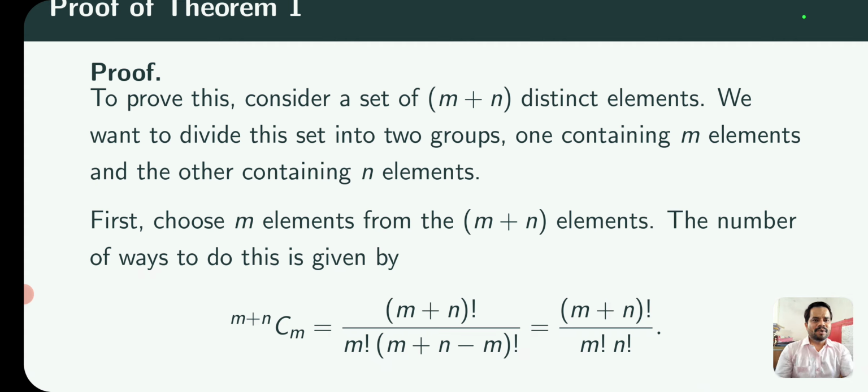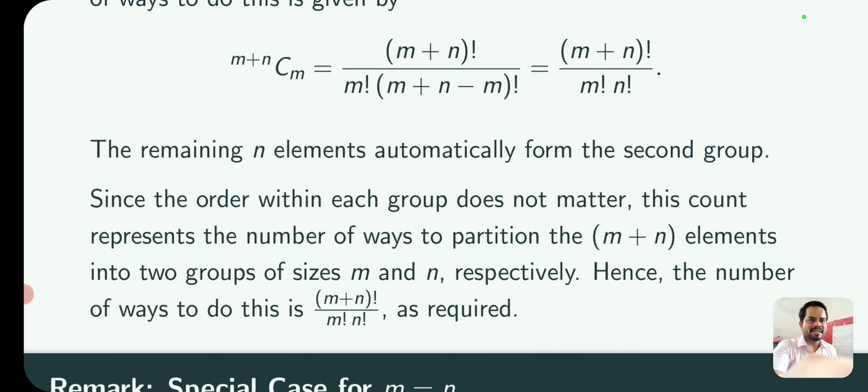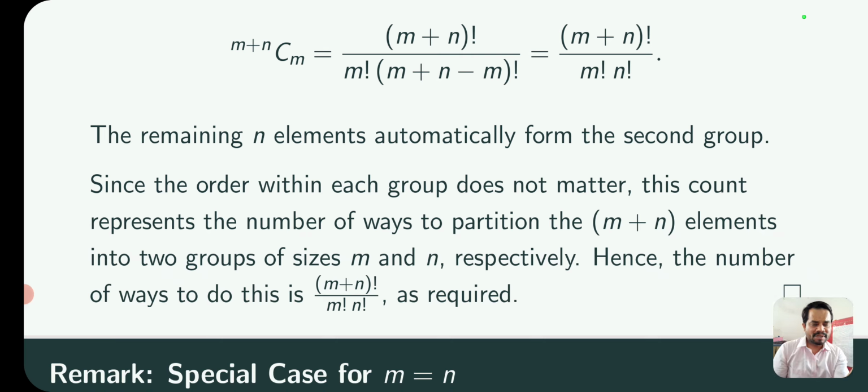So this is your required result for choosing m elements from the m plus n elements. The remaining n elements automatically form the second group. Once you can separate m elements, automatically you get the second group, and it contains n elements, and hence the order within each group does not matter.